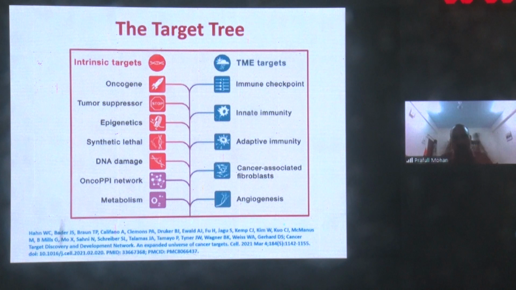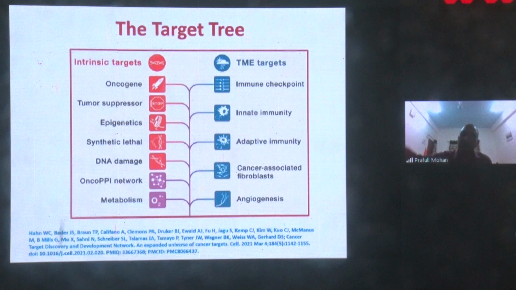So it's the last slide. So you have targets which are intrinsic. We have talked about oncogenes. We have talked about chemosuppression. Epigenetics we have talked about. Synthetic lethalities we have talked about. DNA damage we had also talked about. OncoPPI network, it has yet to throw up something of translational value, but this is very promising. And again, metabolism, some of it has been exploited, some of it remains to be exploited.